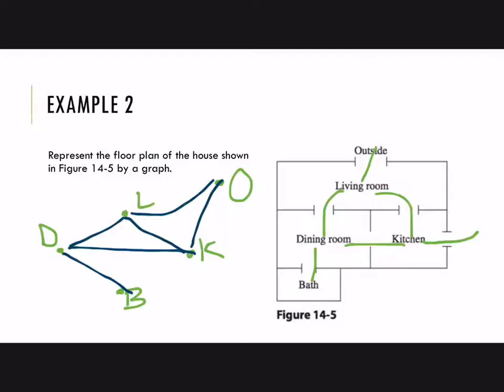And then that should finish it, so let me just double check. The outside here is connected to the living room, and I've already connected it to the kitchen. So that takes care of all the different regions.